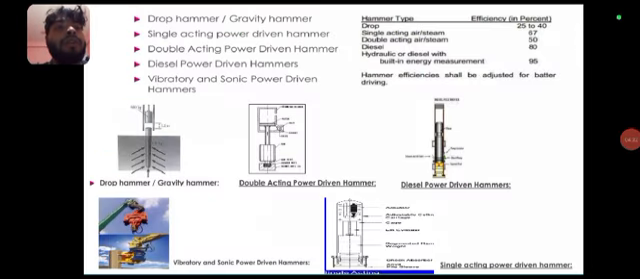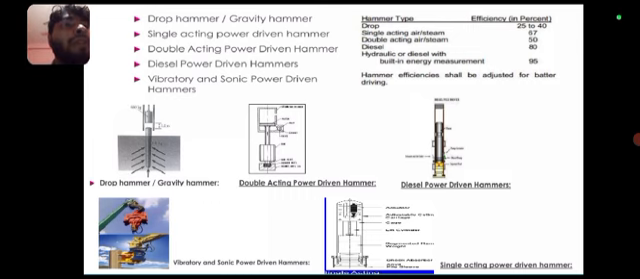After that, we will now understand the drop hammer, gravity hammer, single acting power driven hammer, double acting power driven hammer, diesel power driven hammer, vibratory and sonic driven hammer. These are the names of hammers used in driving piles in soil. First of all, the picture is a drop hammer. Second one is a double acting power driven hammer. Third one is a diesel power driven hammer. Fourth is a vibratory sonic power hammer, and the last of all is a single acting power hammer.